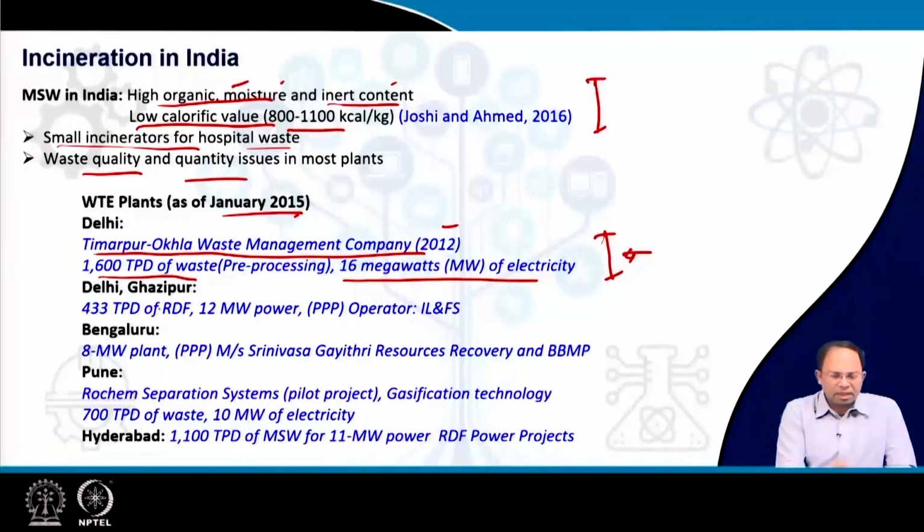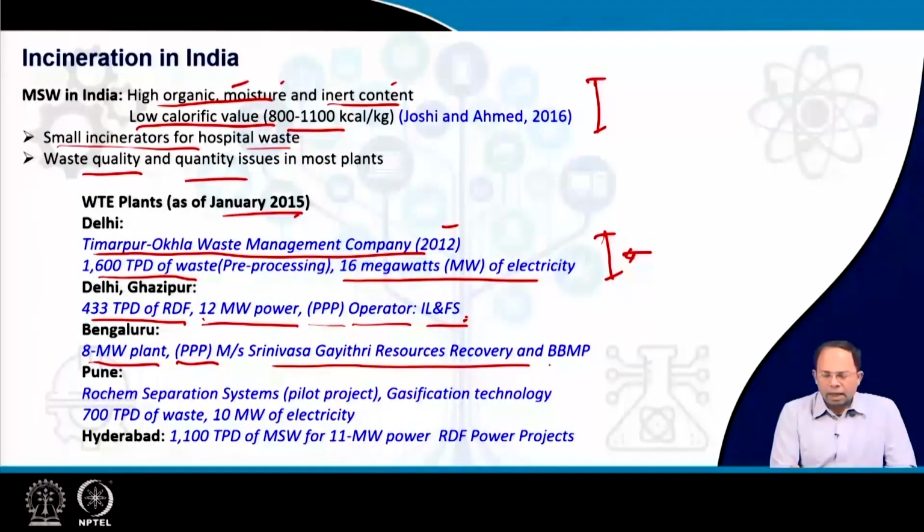Then another plant was set up in Delhi, at Gazipur. It takes in 433 tons per day of RDF, and it generates 12 megawatts of power. This is set up using the PPP mode, public-private partnership mode, and the operator, the private company, is IL&FS, Infrastructure Leasing and Financial Services, a company engaged in a lot of waste management projects. Then in Bengaluru, we have an 8 megawatt plant, again set up in PPP mode, and the operator is Messrs Srinivasa Gayatri Resources Recovery, partnered with the Bangalore Municipal Corporation.